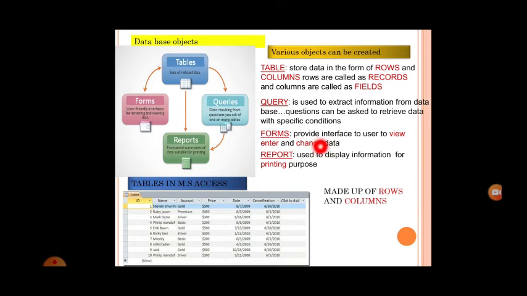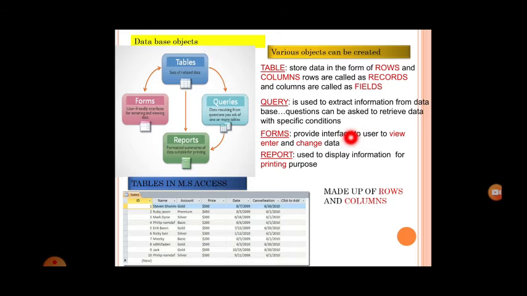So forms provide an interface to the user to view, enter and change data. Now you all know what is a form. So you'll get a form, you need to fill the form. So it is an interface between the user and the data, to view and to change the data. Whenever you're going to change the address, they will give you a form: change address, that is the old address as well as the new address. So a particular form will be given, and you need to fill that form. Similarly here also you can create forms and change the data.